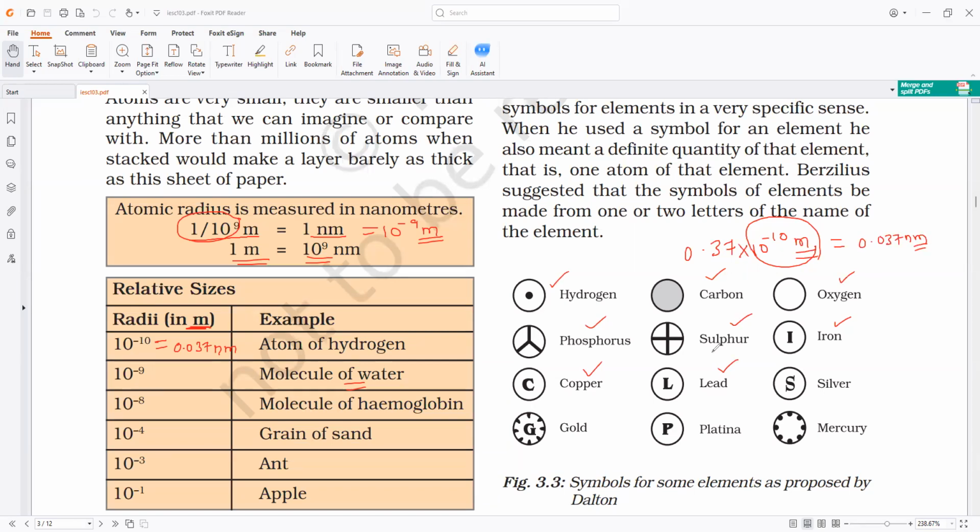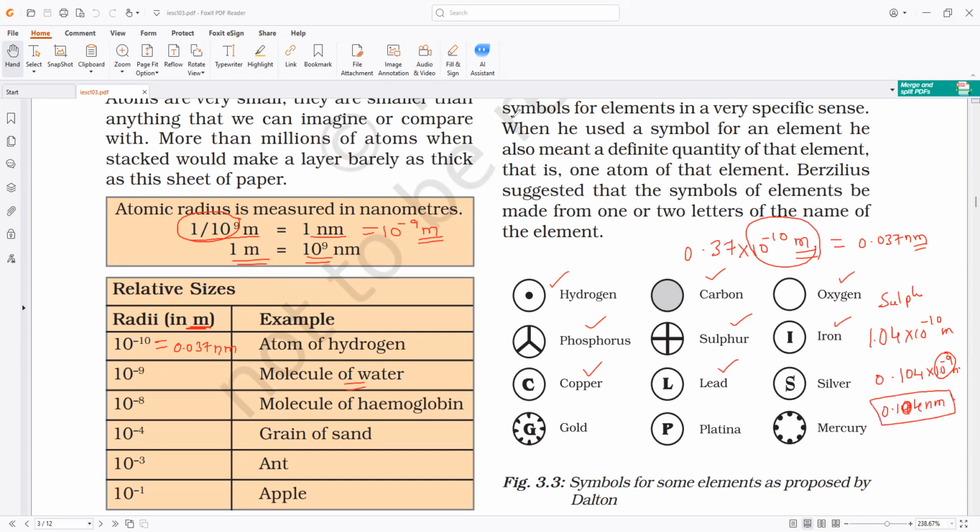You understand what I'm saying? Clear, everybody? If I take, for example, sulfur, all of you listen. Sulfur is 1.04 into 10 power minus 10 meters, which is equal to 0.104 into 10 power minus 9 meters. Sorry, 10 power minus 9 means what? Nanometers. So 0.104 nanometers. Do you understand?